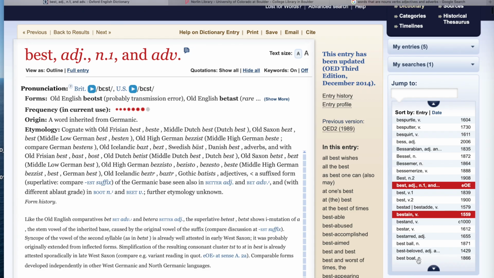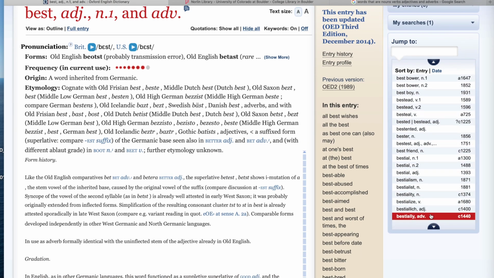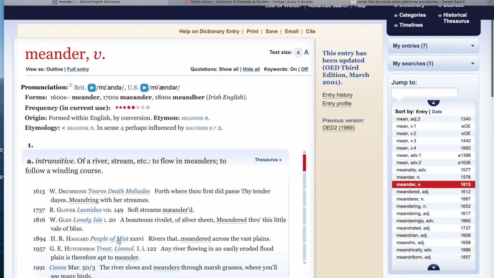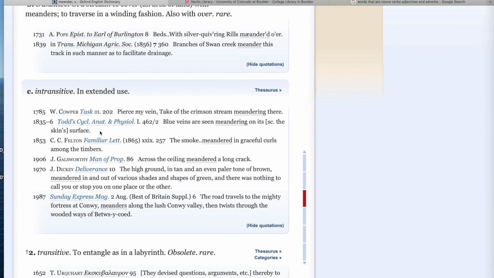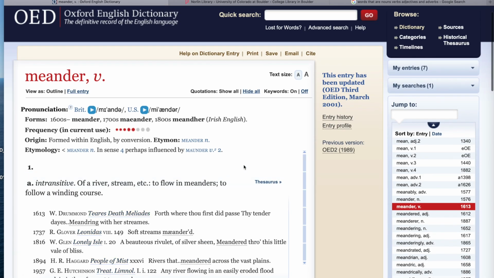If we look at a low-frequency word, and let's just dig around on the side here. So let's take the word meander. And notice here, it's an intransitive verb. You can't meander something or someone, right? It does not take a direct object. Next definition in intransitive use, in extended use. So I hope that this gives you a sense of what the OED can do.